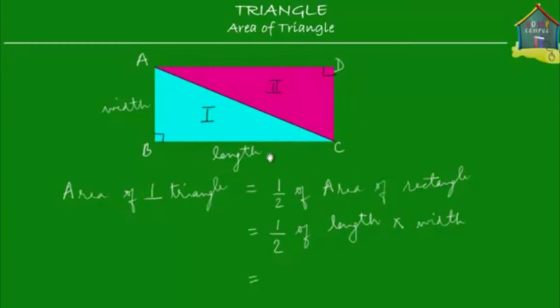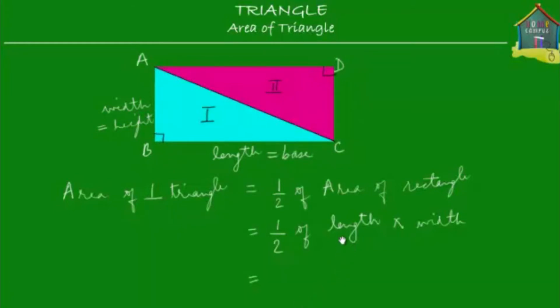So if we consider this triangle ABC, and if we take BC as the base, then we know that the height of this triangle would be the line that's perpendicular to the base, which in this case is AB, the width. So as simple as that, the height of this triangle is AB.